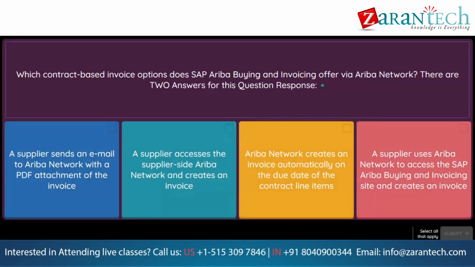Question: which contract-based invoice options does SAP Ariba Buying and Invoicing offer via Ariba Network? There are two answers for this question. Response: Option 1: A supplier sends an email to Ariba Network with a PDF attachment of the invoice. Option 2: A supplier accesses the supplier-side Ariba Network and creates an invoice. Option 3: Ariba Network creates an invoice automatically on the due date of the contract line items. Option 4: A supplier uses Ariba Network to access the SAP Ariba Buying and Invoicing site and creates an invoice.